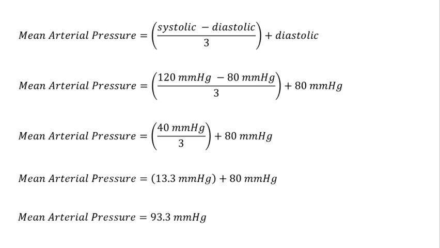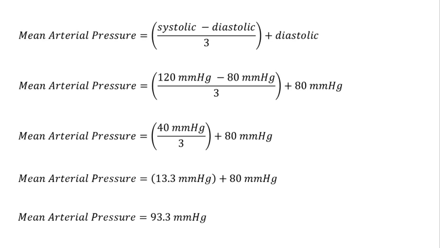First, from the left side of the equation in the parentheses, we subtract 80 from 120, getting 40 as a result. We then divide 40 millimeters of mercury by 3, obtaining 13.3 millimeters of mercury. And finally, we add the diastolic pressure of 80 millimeters of mercury back to it, giving us a mean arterial pressure of 93.3 millimeters of mercury.